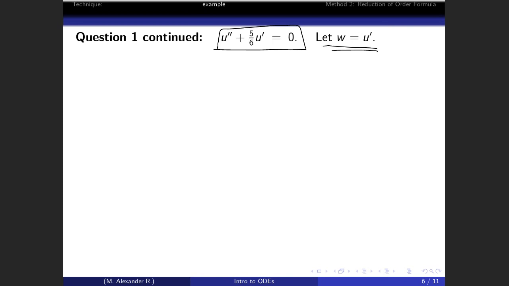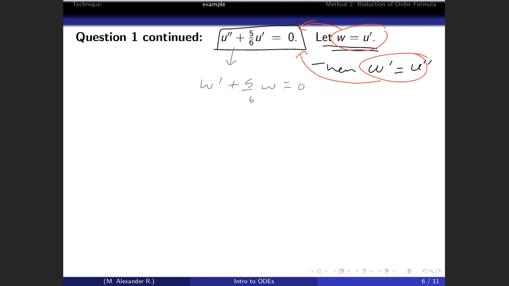The first part was to make y2 equal to u times y1. The second part of the method is to let w be equal to u prime. If that is the case, then w prime is going to be equal to u double prime. We're going to substitute these two pieces of information into the equation, and when we do that, we get the following. This becomes w prime plus 5 over 6 w is equal to 0.